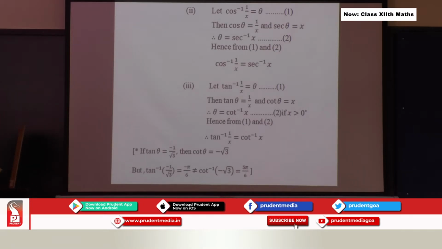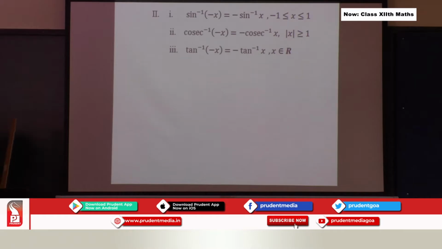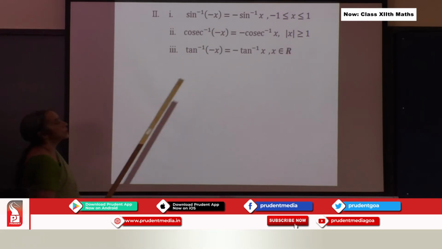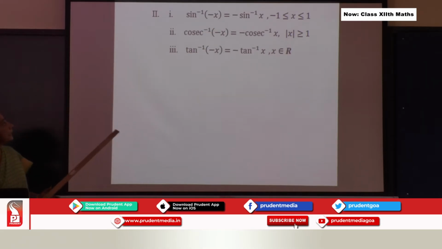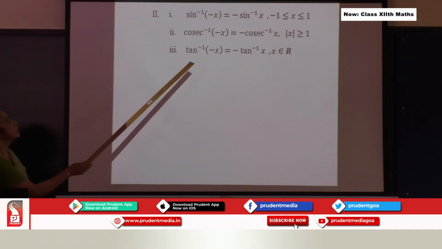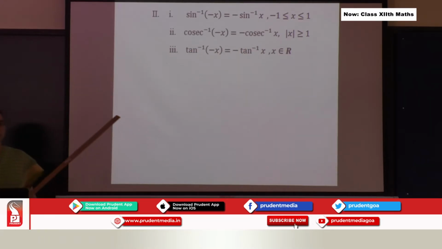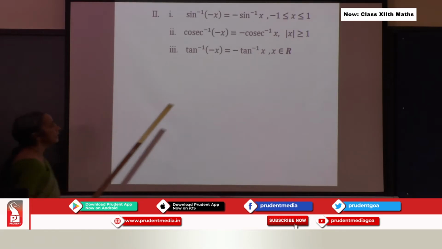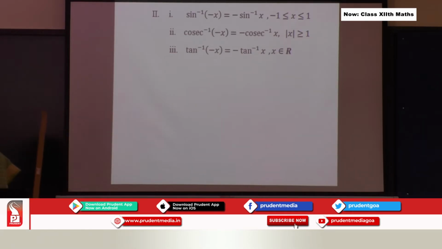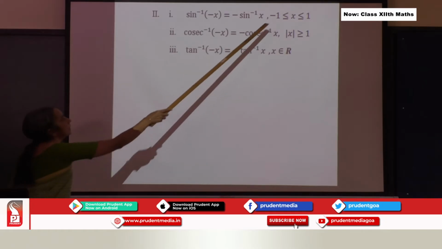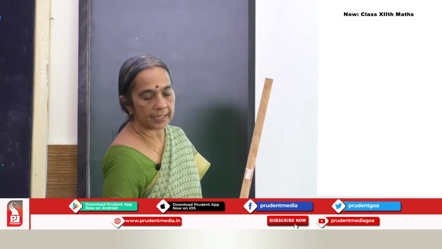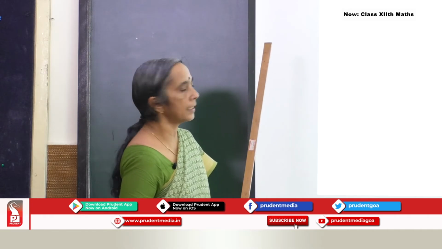Next is sin inverse of minus x. Sin inverse of minus x is minus sin inverse of x. Second set of properties: cosec inverse of minus x is minus cosec inverse of x. Tan inverse of minus x is minus tan inverse of x. There are some conditions given. Let us see the proof of the first one.